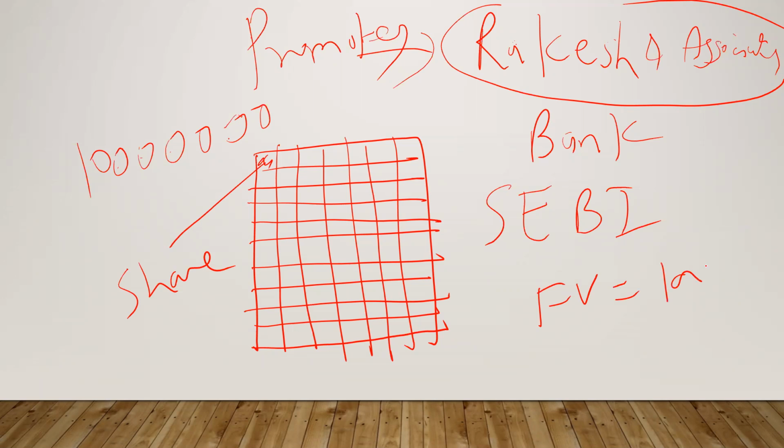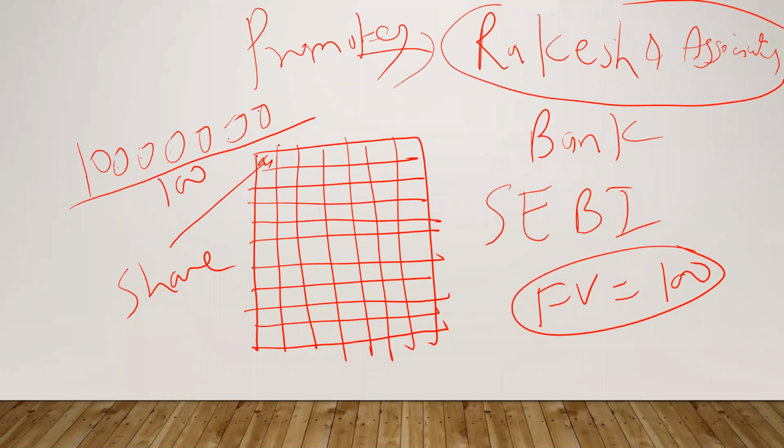Face value is, suppose, 100. Face value means the value assigned to the share. It's the smallest unit. So 1 crore they want and the smallest unit is 100. How many shares will they launch in the market? 10 lakhs. So a share is defined as the smallest unit of the capital of the company.